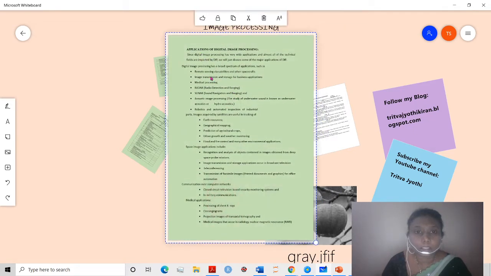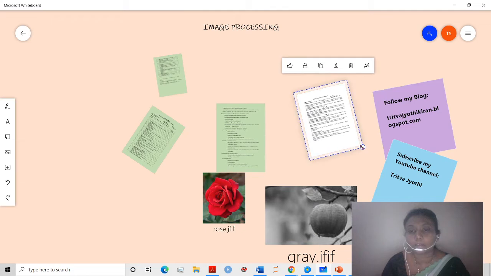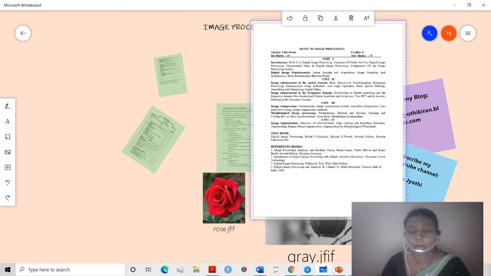this is the syllabus for image processing. This is the syllabus for final year BTECH IT image processing. Okay.